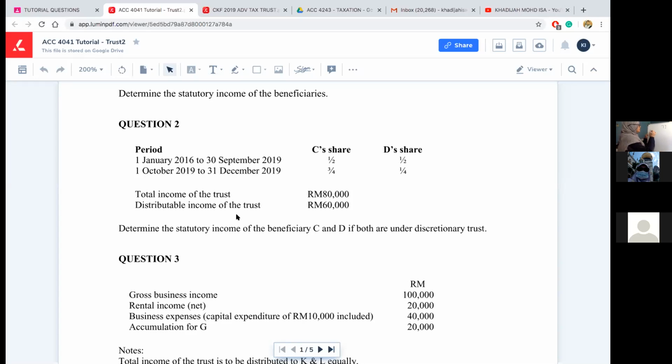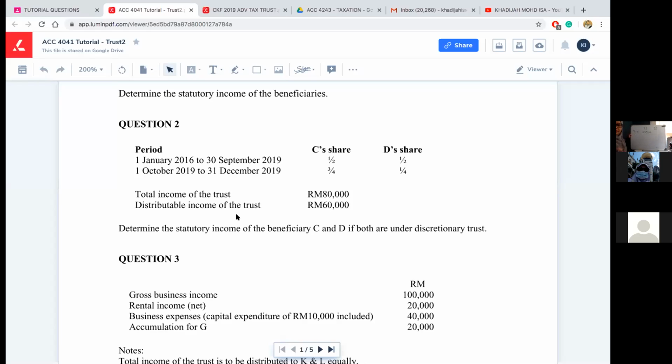Period 1, C and D. Alright, I suggest you do something like that. Okay, C and D. So total income for the first period. This one is the first period. Total income is 80,000, so the 80,000 you have to divide into 2 periods too. So it becomes a bit complicated. Alright. So 80,000 times 9/12 times half. Isn't it? So that is C's.